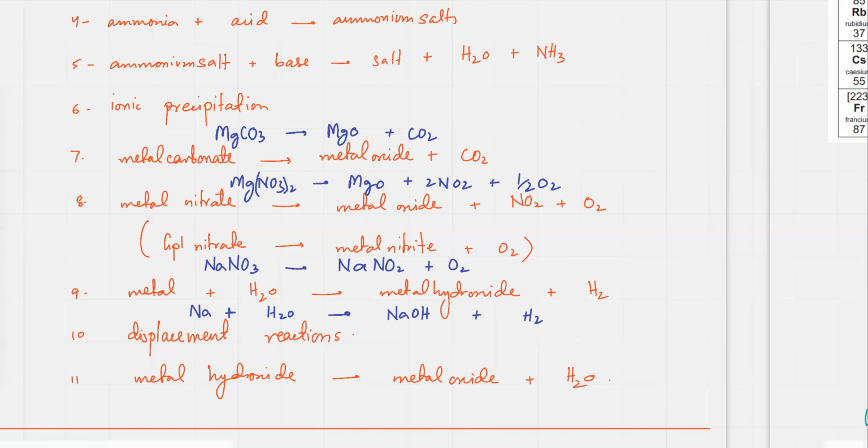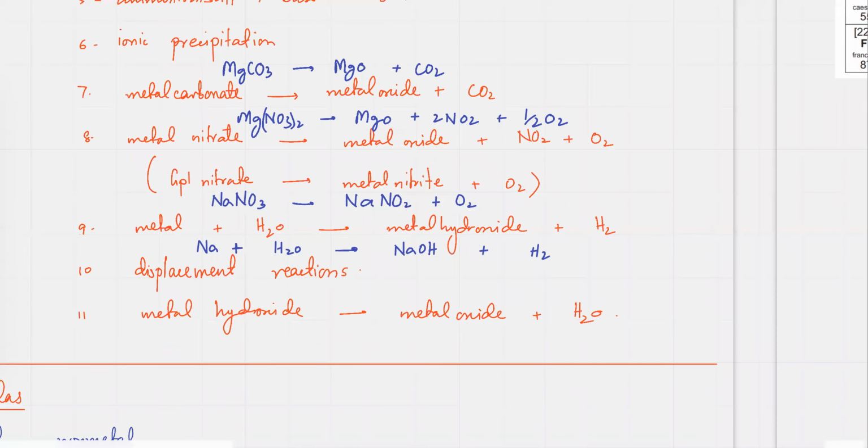Then you had displacement reactions where a more reactive metal would displace a less reactive one. So for example, you react Mg with copper sulfate. What's going to happen? According to the reactivity series, Mg is more reactive. So it's going to form MgSO4 and Cu is going to be displaced.